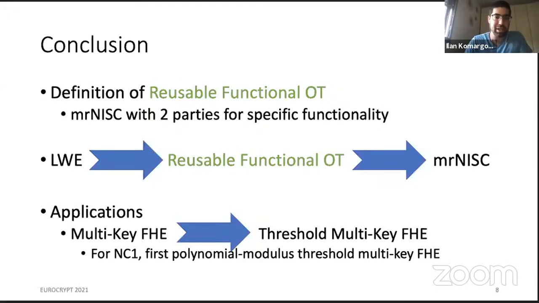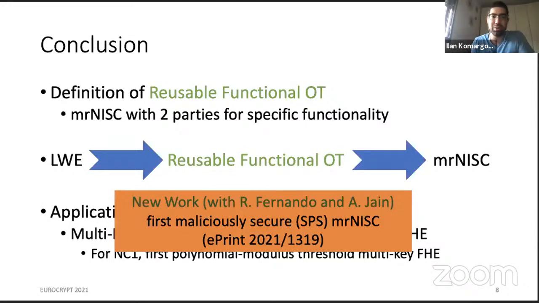Just as a note, we have a new manuscript on ePrint together with Rex Fernando and Ayush Jain, where we construct a maliciously secure MRNISK, which satisfies super-polynomial simulation. So see ePrint if you're interested, and thank you very much.